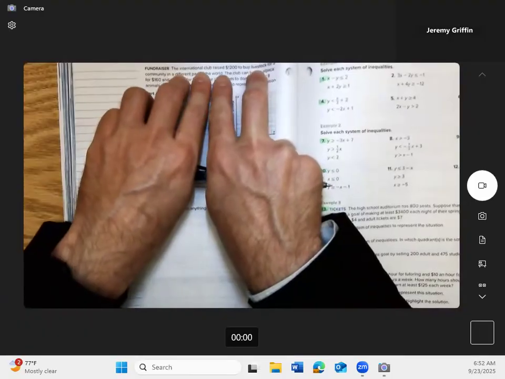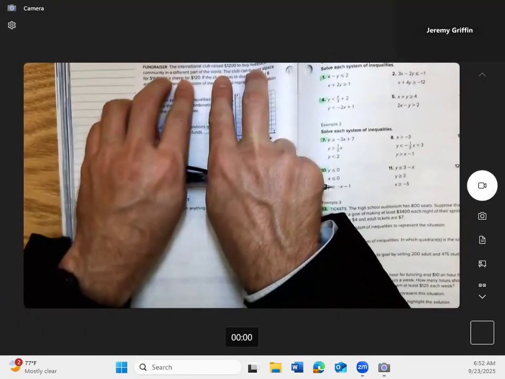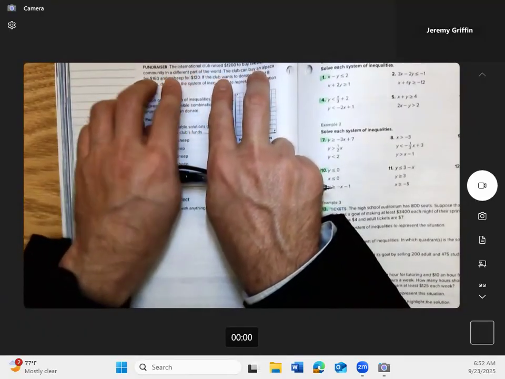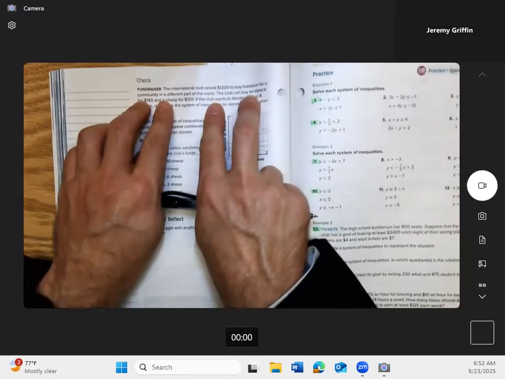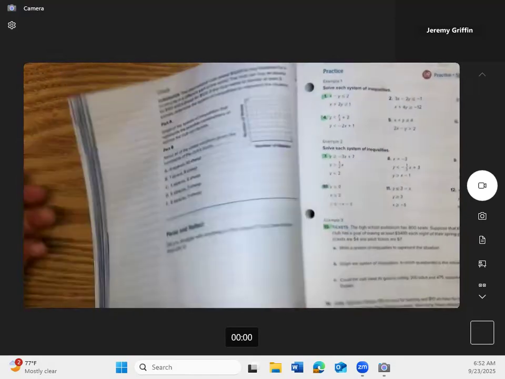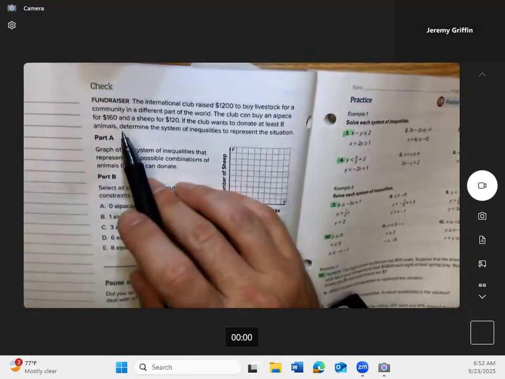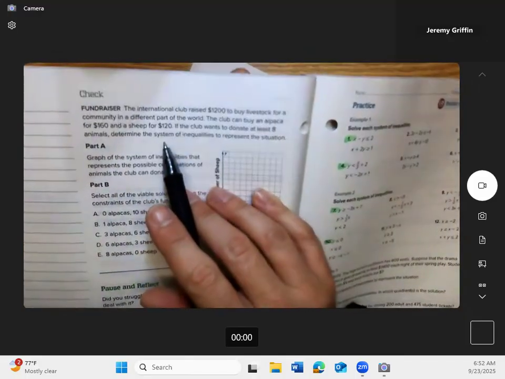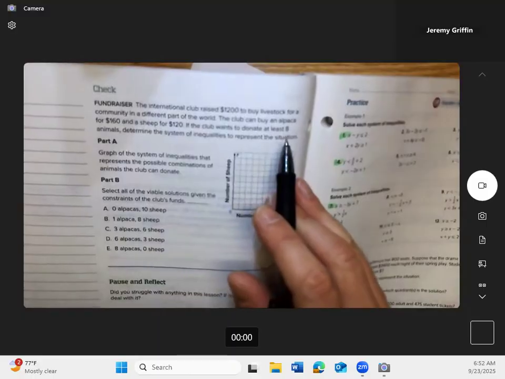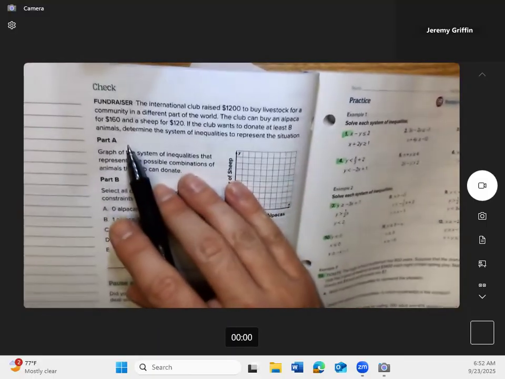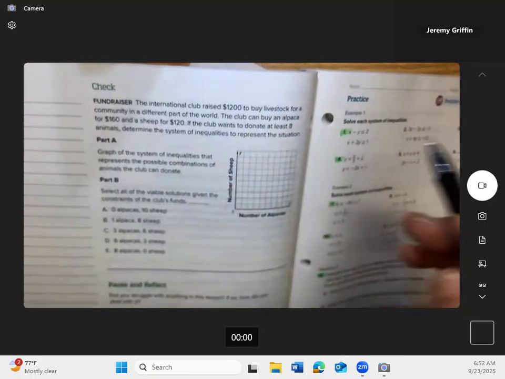Page 108. Fundraiser. The International Club raised $1,200 to buy livestock for a community in a different part of the world. The club can buy an alpaca for $160 and a sheep for $120. The club wants to donate at least 8 animals. Determine the system of inequalities to represent the situation.